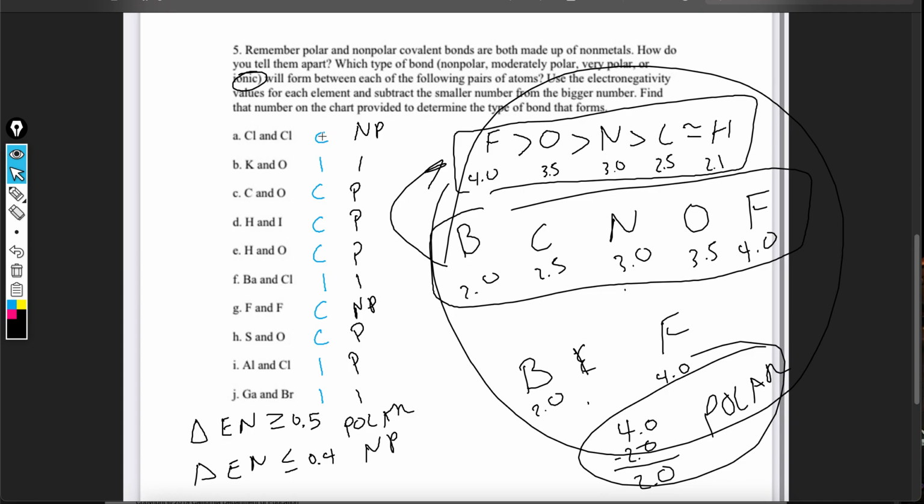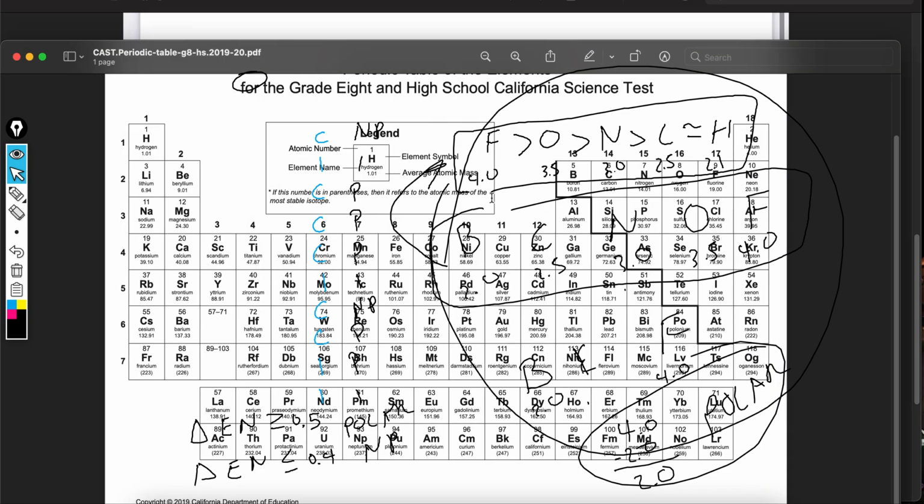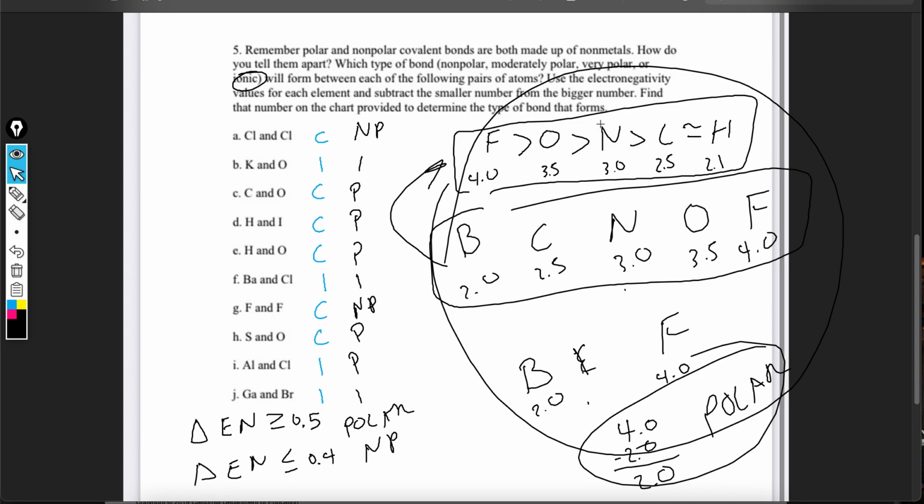That'll help you out. And obviously you guys know how to tell the difference between covalent and ionic, and now you guys know how to tell polar and nonpolar just based on looking on the periodic table, and now you also have learned how to do it the mathematical way.